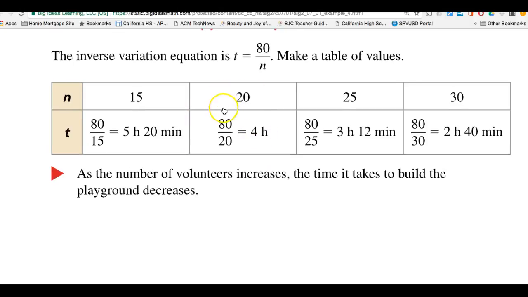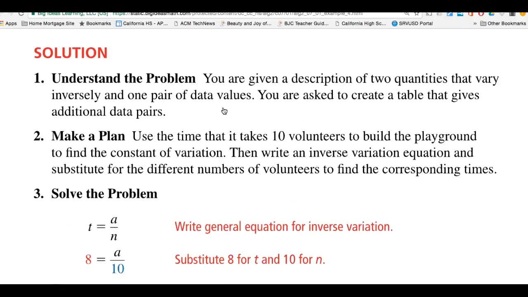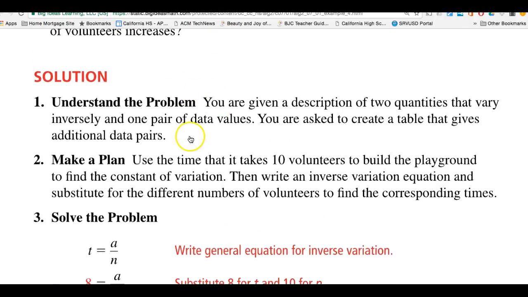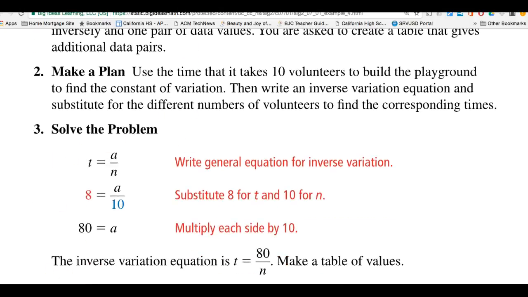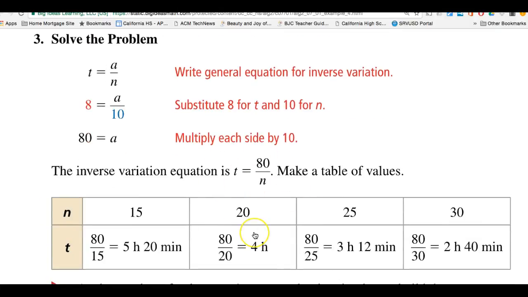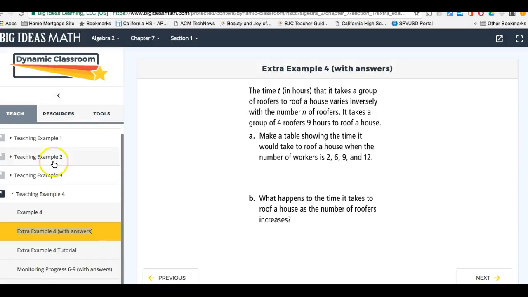Okay, so again, steps are the same. For the word problem, you just have to understand it first, then make your plan, then go through and actually do your math. Set up your general equation, substitute in the data you know, find the constant of variation, and then use your equation to make the table of values. Now you're going to have a similar problem to work on right now.